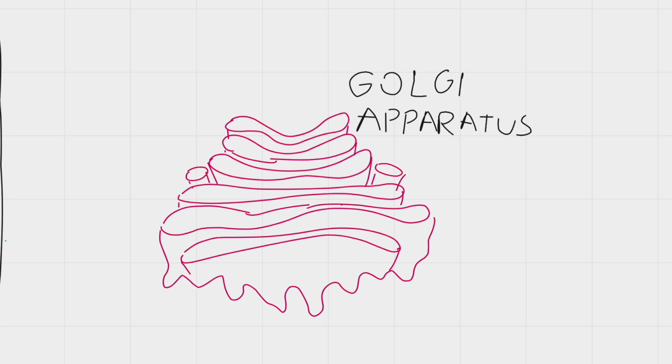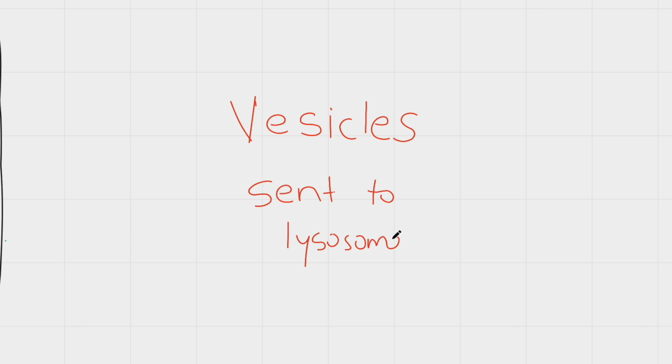The Golgi apparatus receives proteins and biochemicals from the endoplasmic reticulum, which are packaged into vesicles, some of which have digestive enzymes, and are then sent to the lysosome. So, this organelle is made up of vesicles as well as tubules, which are membranes.